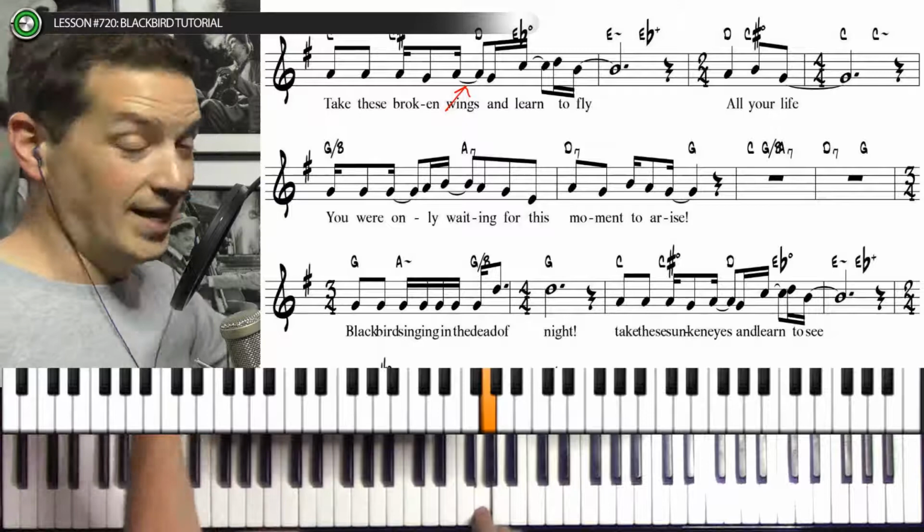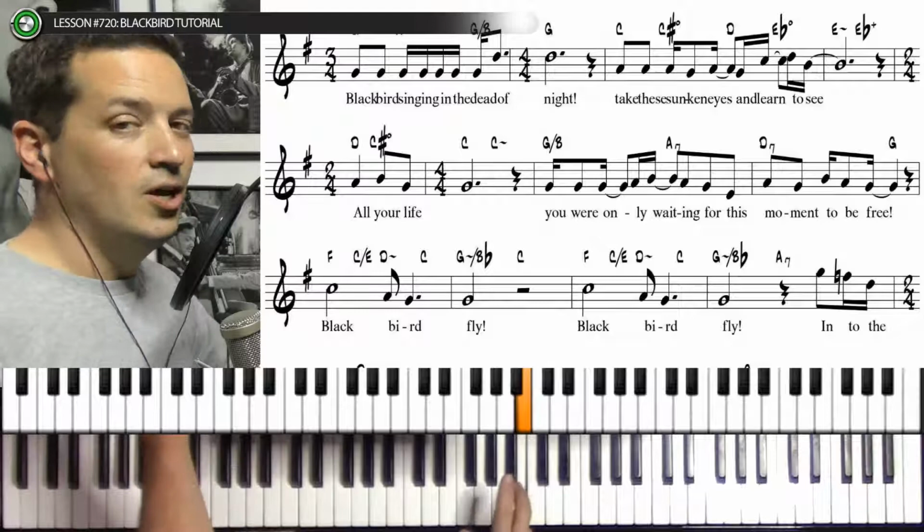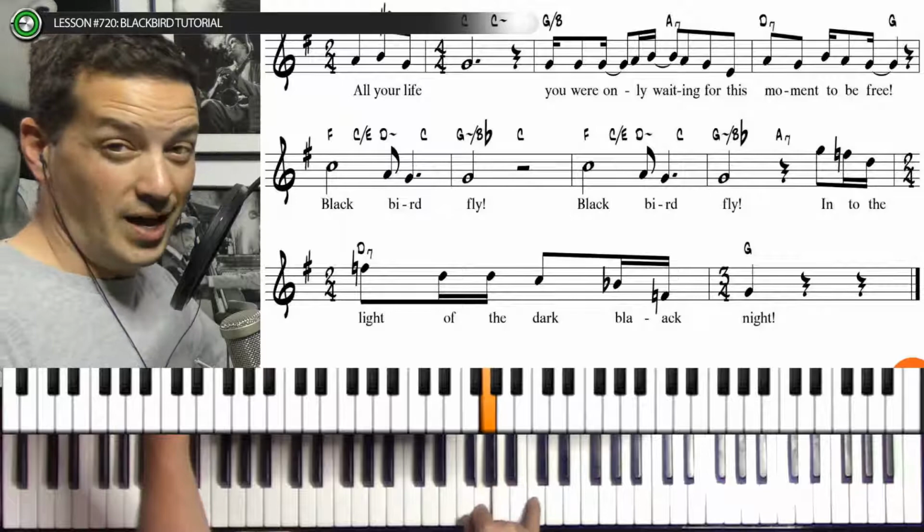Blackbird singing in the dead of night. Down to the A. Take these sunken eyes and learn to see. Three notes. All your life. Then three notes up, and then back down. You were only waiting for this moment to be free. Gonna go up to a C and come back down to this G.